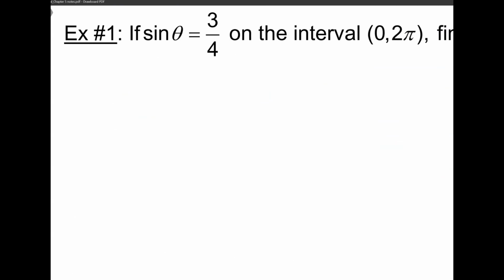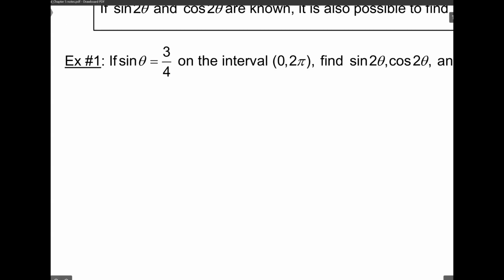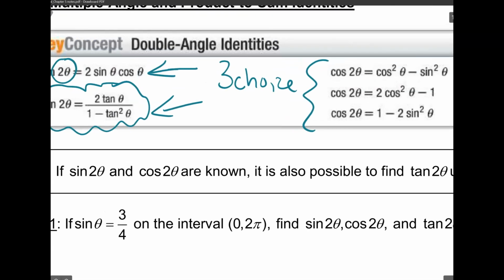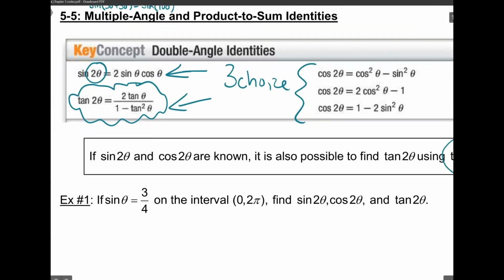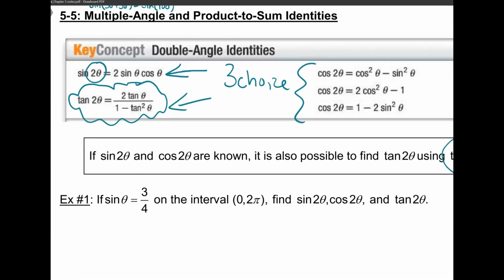Example 1. If sine of an angle is 3/4 on the interval 0 to 2 pi, find sine of 2 theta, cosine of 2 theta, and tangent of 2 theta, the double angle. So ideally, we're trying to find sine, cosine, and tangent of the double angle. And notice all of the equations up here have tangent and cosine and sine. Right now, I only know sine of the regular angle. I need to know cosine of the regular angle. That way I can plug in and figure out what the double is going to be.